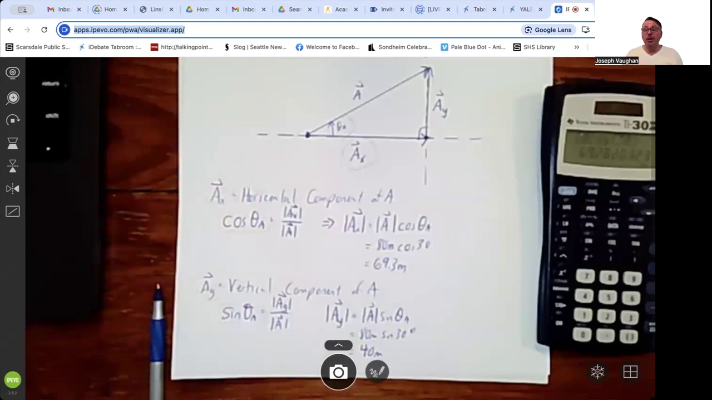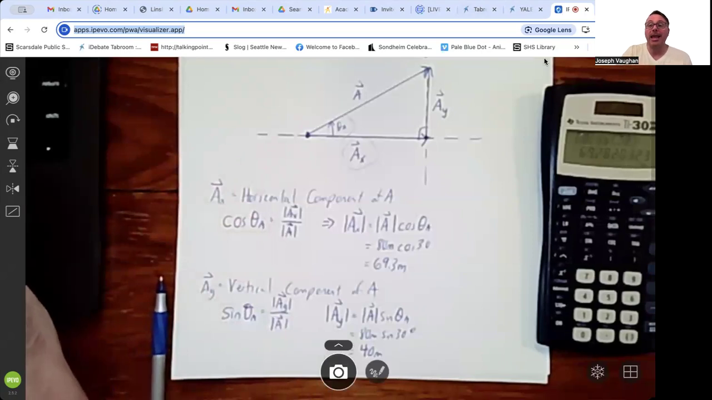The concept of components is going to be absolutely vital for us as we go through our more advanced method for solving a vector addition graphically. But for now, that is enough for this video.